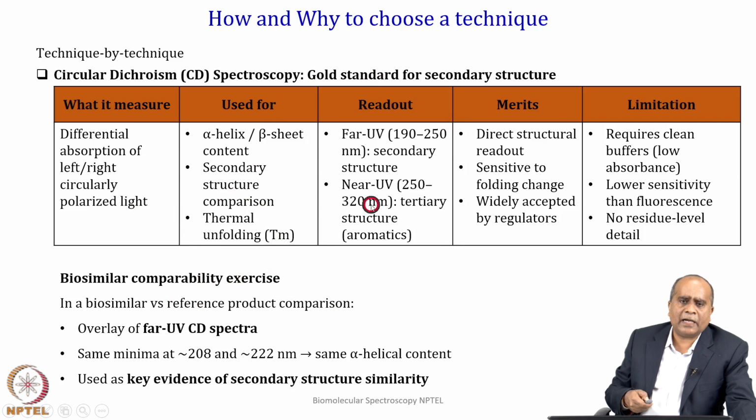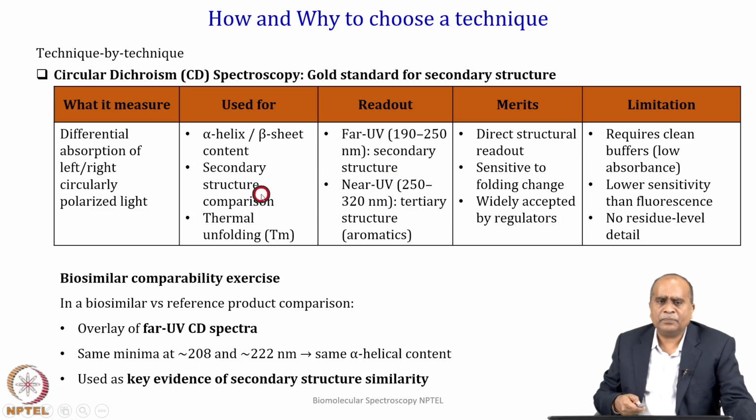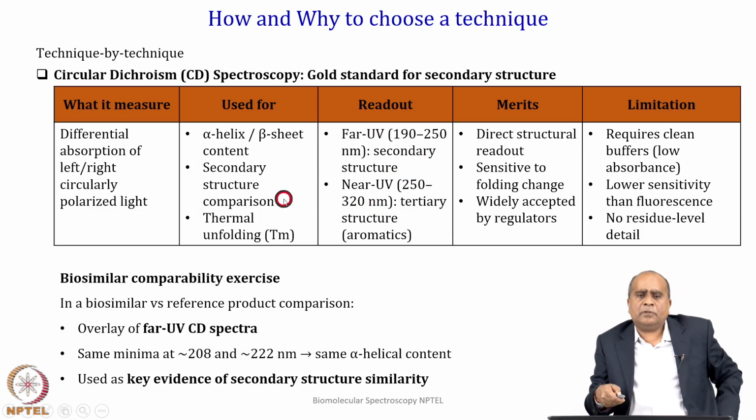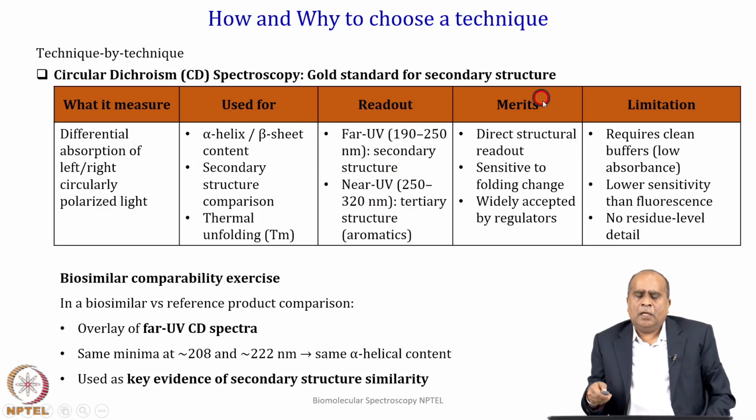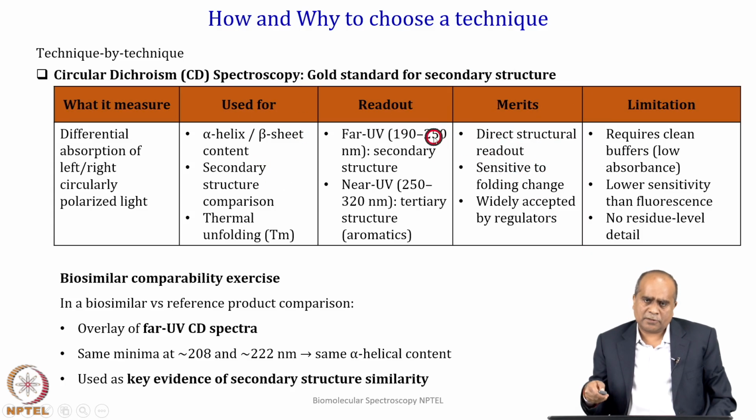What we measure is the far UV, 190 to 250, and the near UV for tertiary structure, 250 to 320, where aromatics absorb and give you information about tertiary structure. The merit is that it is a direct structural readout, you get a direct quantitation of the structural elements present in the protein, whether it is alpha helix, beta sheet, random coil, what kind of secondary structure it has.